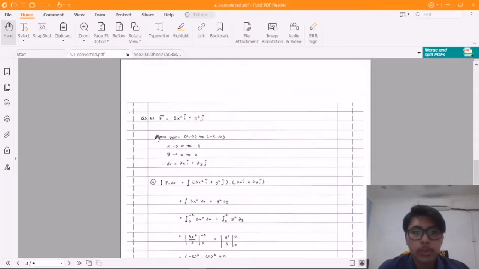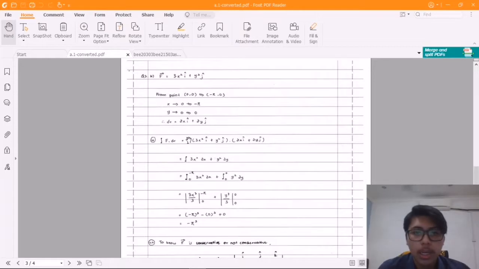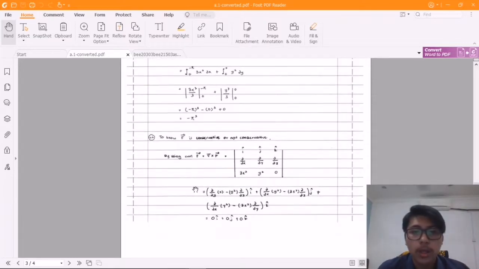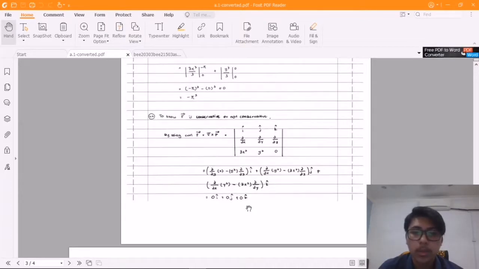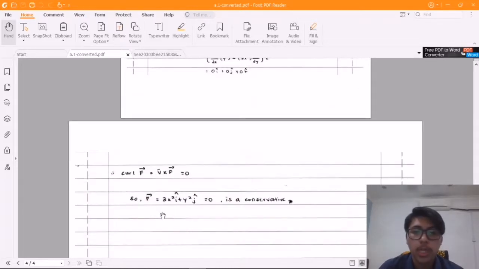This is the manual calculation for question 3B. So this is the vector f, and first we need to use this formula, the integral of f dot dr. So this is the dr, which is dx i plus dy j. After we use the formula, the answer is negative pi to the power of 3. Now to show whether the vector f is conservative or not, we need to use the curl vector formula. We apply it and then we get the answer 0i plus 0j plus 0k. So from this we conclude that the curl of f is equal to 0 and f is conservative.